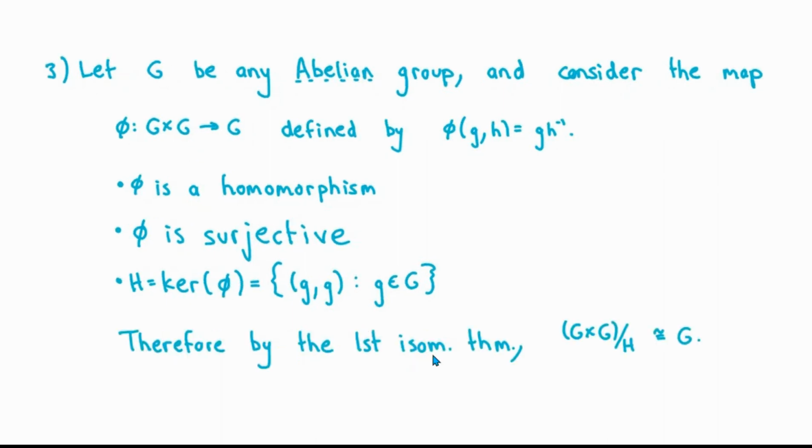Well now, by the first isomorphism theorem, since we have a surjective homomorphism, we can conclude in this example that G cross G modulo this diagonal embedding of G into G cross G is isomorphic to the group G. Now this example is a little more abstract than the previous two that I showed you, but it's a good example of how the first isomorphism theorem can very easily give us interesting information about quotient groups.